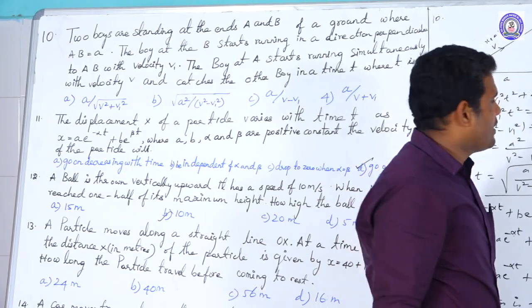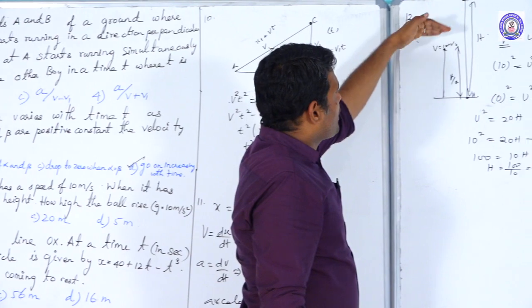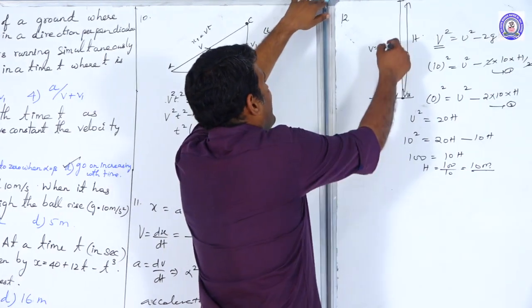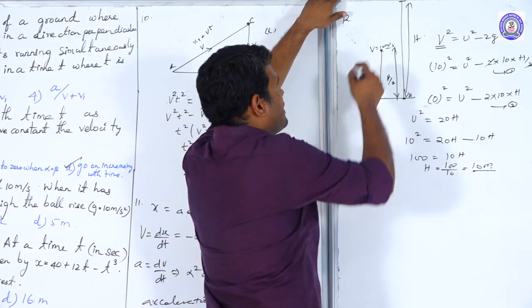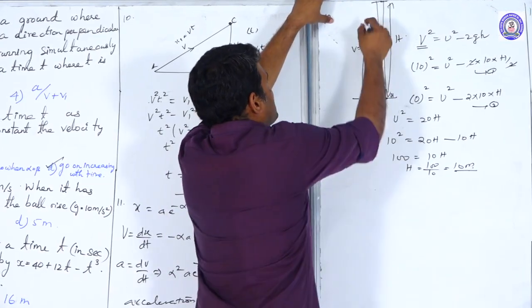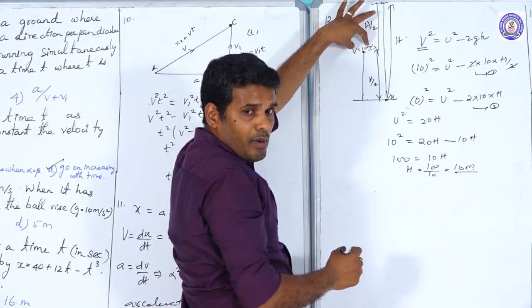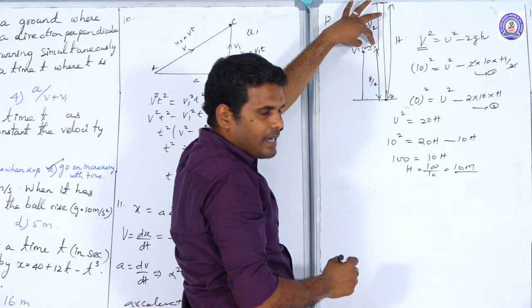100 by 10, 10 meter. This can be simply worked out. How? If you consider this is the height h by 2 traveled by the ball and attained a velocity of 10 meter per second. From here, the ball travels this much height, which is h by 2. So we can say the initial velocity of the ball from this point is 10 meter per second.